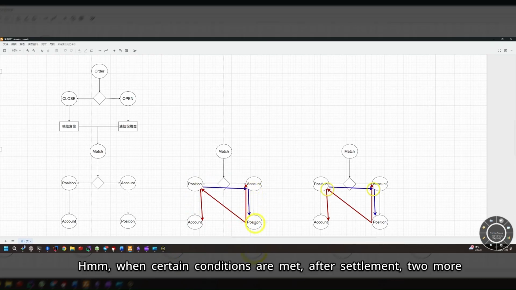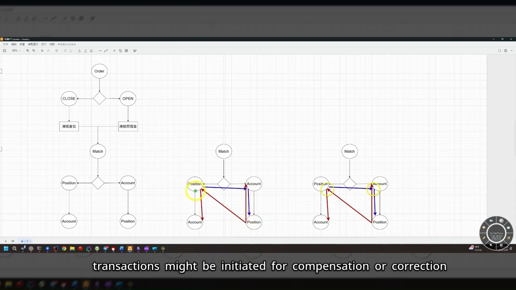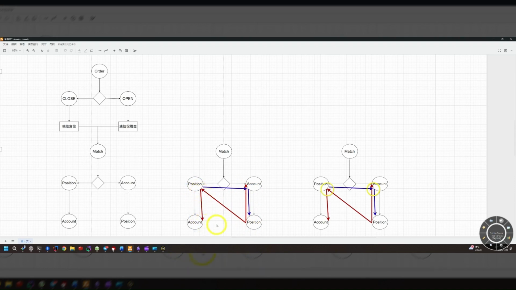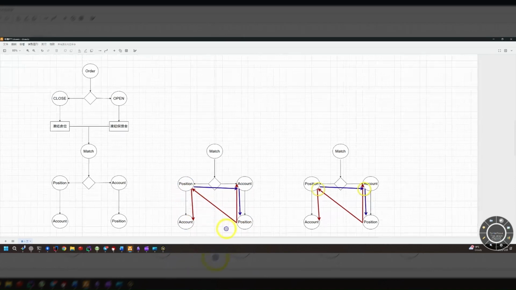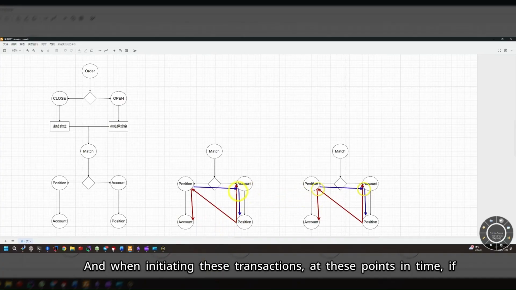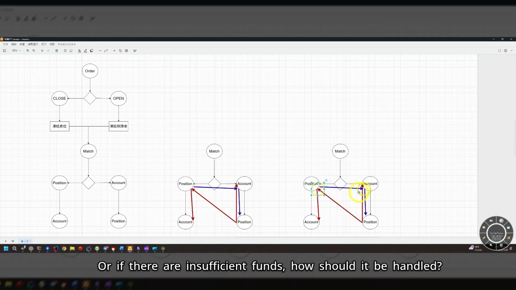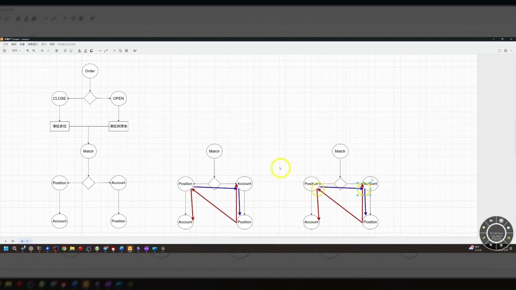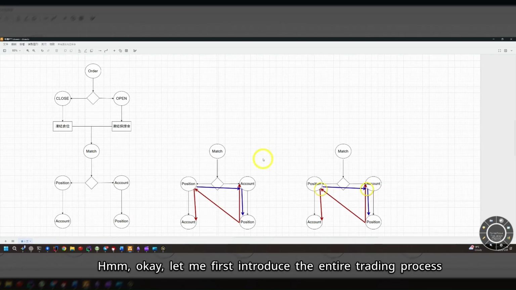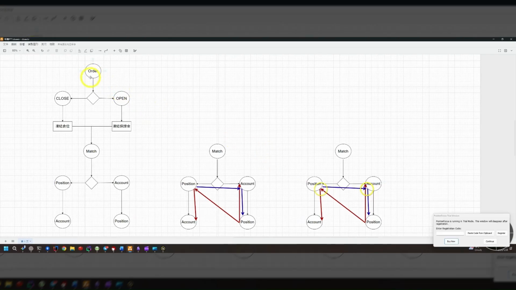When certain conditions are met after settlement, two more transactions might be initiated for compensation or correction operations. And when initiating these transactions at these points in time, if resources are moved or occupied by other threads, or if there are insufficient funds, how should it be handled? Okay, let me first introduce the entire trading process.